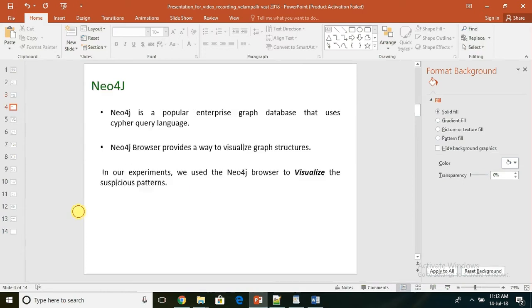For visualization, we used a tool called Neo4j. Neo4j is a popular enterprise graph database that uses the Cypher query language. The Neo4j browser provides a way to visualize graph structures. In our experiments, we use the Neo4j browser to visualize the suspicious patterns.